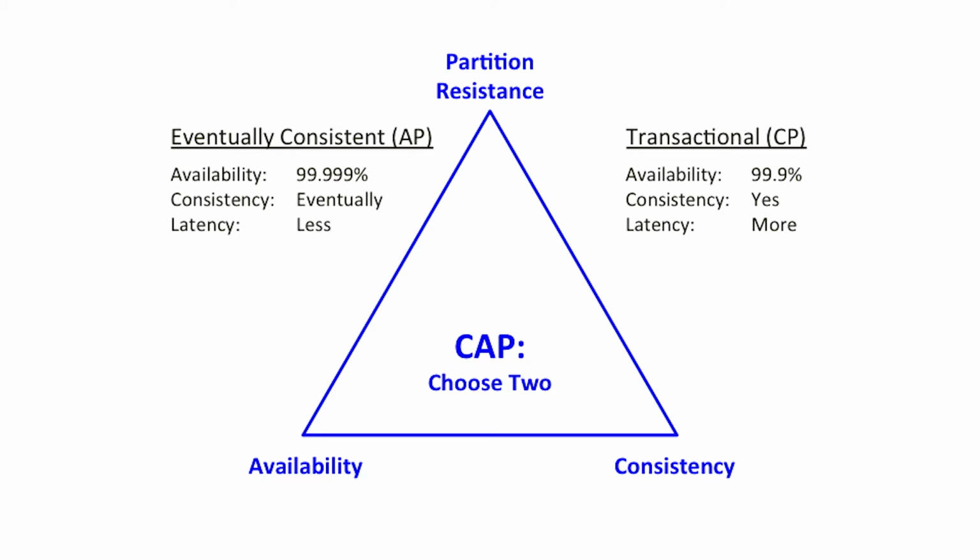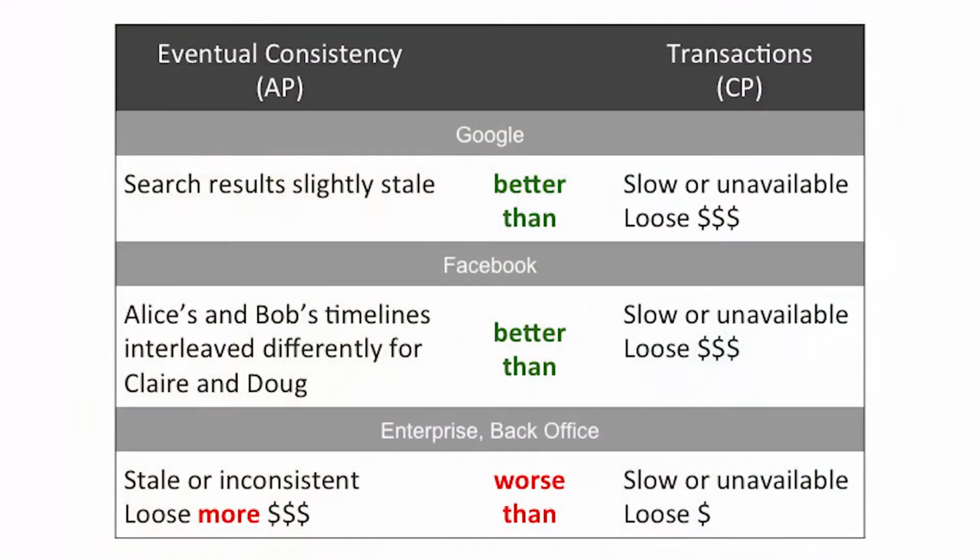To choose between the two, you need to consider the requirements of your application. So for example, if Google or Facebook was slow or unavailable, they would lose advertising dollars. On the other hand, if Google gives you search results that are a few minutes stale, you probably won't even notice. And if Facebook interleaves two timelines differently for two different viewers, that probably doesn't matter. So for them, eventually consistent databases make perfect sense.